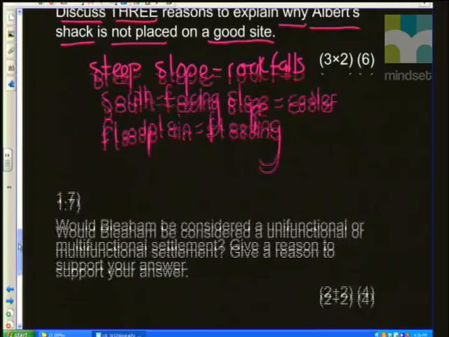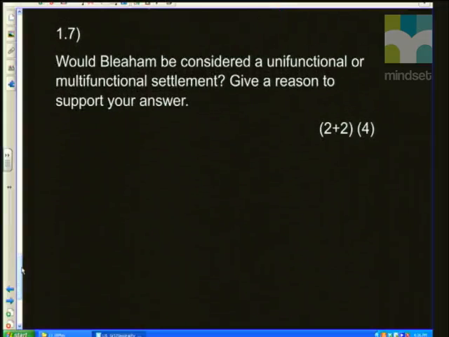Let's have a look at question 7. Last question. Would Bleum be considered a unifunctional or a multifunctional settlement? Remember to read the whole question. Give a reason to support your answer. All right. So remember we said unifunctional means there's only one activity going on in that settlement. Whereas if we're talking about multifunctional, it means there's lots of services. There could be lots of industries. There could be farming as well. Lots of different things, multifunctional.